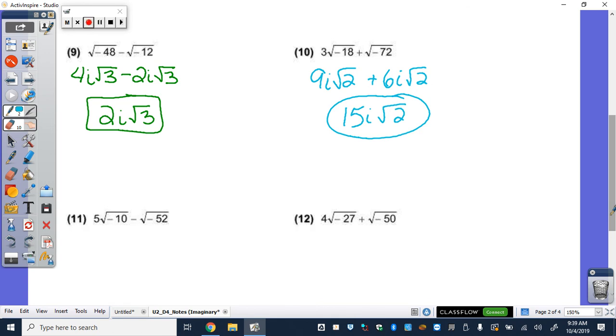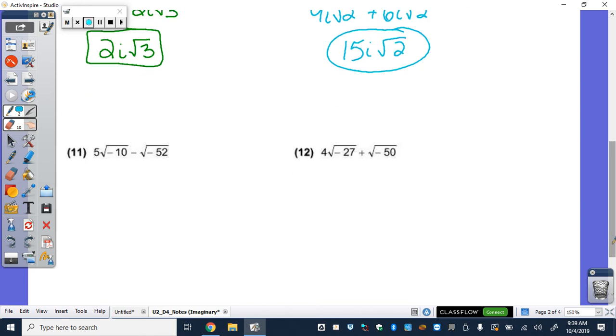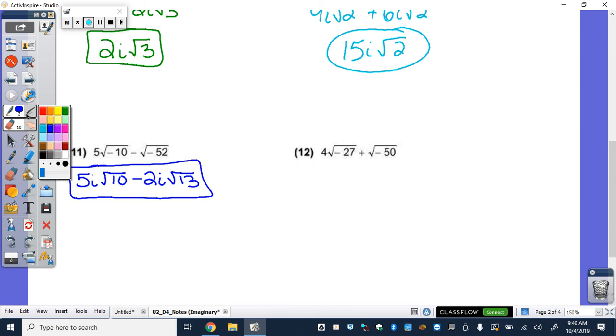So number 11. Is there a perfect square that goes into 10? No. But because it's a negative 10 under there, I do have to take that negative sign out and make it 5i radical positive 10. You do always need to take care of the i if it's there. Is there a perfect square that goes into 52? Yes, there is. So that becomes 2i and then radical 13. And then can I actually subtract those? No, because I have a radical 10 and a radical 13. That's going to be my final answer there.